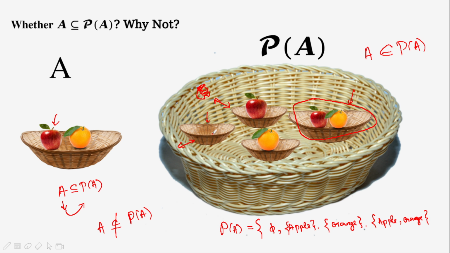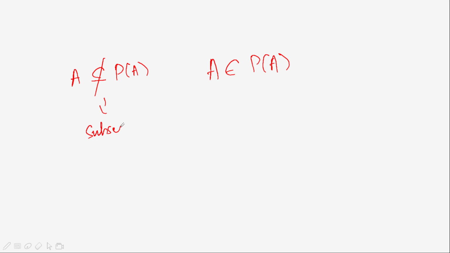So the apple cannot be compared with any of the baskets. That's not possible. So what is the final outcome? A is not a subset of the power set of A, but A belongs to the power set of A. That's a different thing. This is checking subset, and this is checking whether it is an element or not.